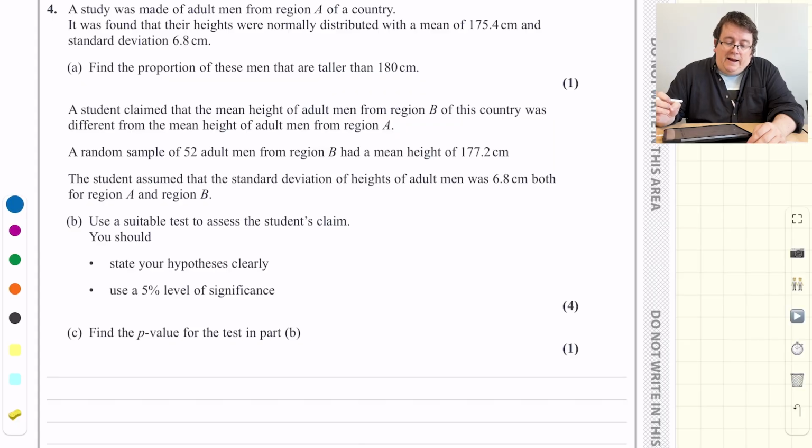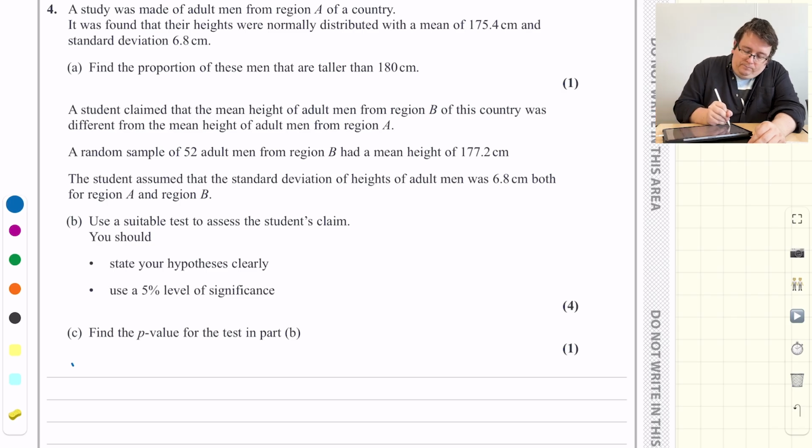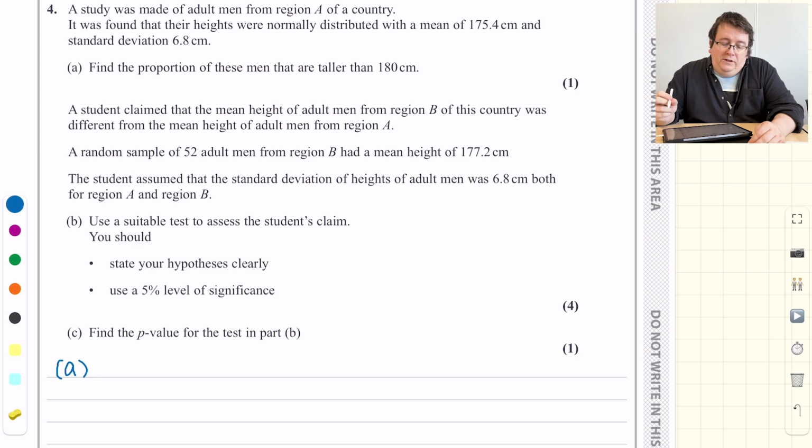This is question number 4. A study was made of adult men from region A of a country. It was found that their heights were normally distributed with a mean of 175.4 centimetres and standard deviation 6.8 centimetres. Part A. Find the proportion of these men that are taller than 180 centimetres.